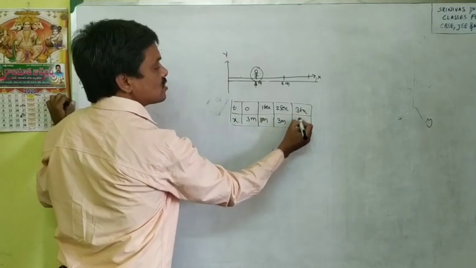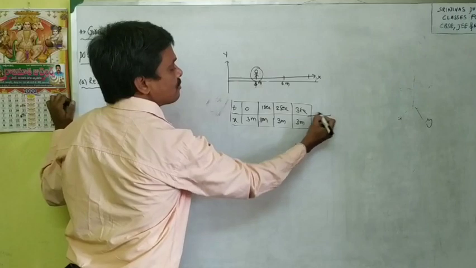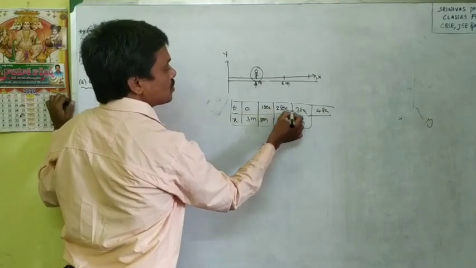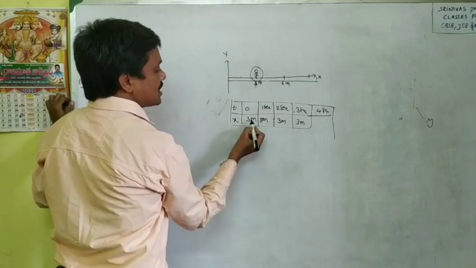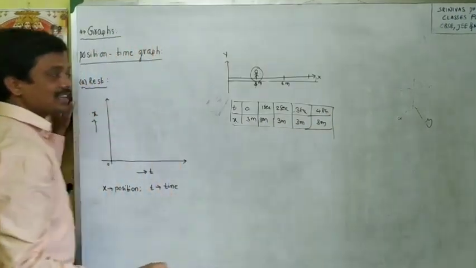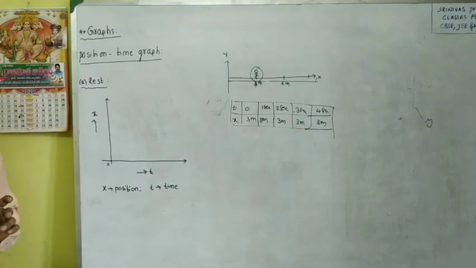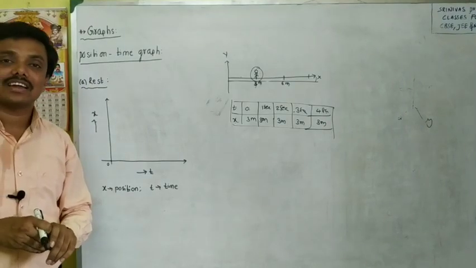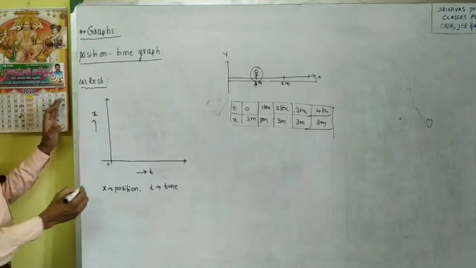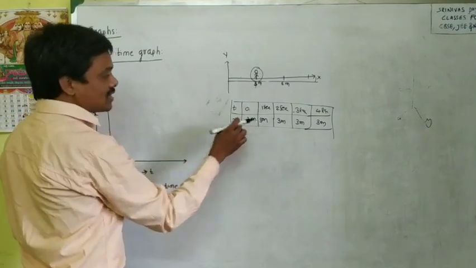After 3 seconds also the person is at 3 meters. After 4 seconds also. Time is increasing, 0, 1, 2, 3, 4 seconds, but the position is not changing: 3 meter, 3 meter, 3 meter, 3 meter. That means position is not changing. If the position of a body does not change with time, then that body is said to be at rest, right? And now how to draw these values?